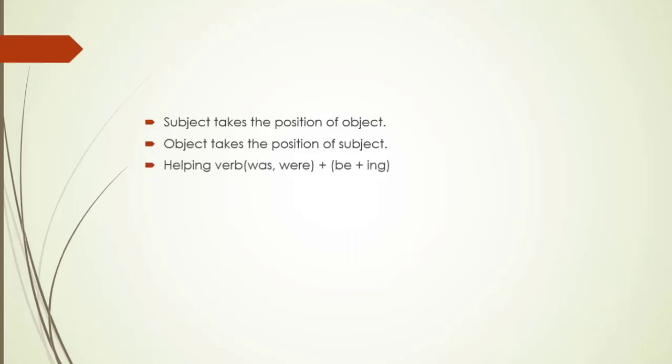Helping verb was or were will be used plus be plus ing. Means we will use being along with was and were in the passive voice sentences of past continuous tense. And we shall also use third form of verb.